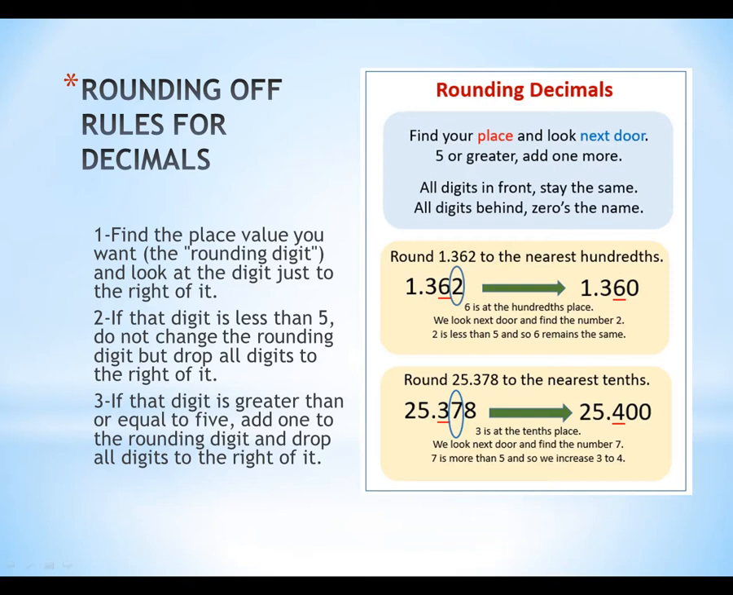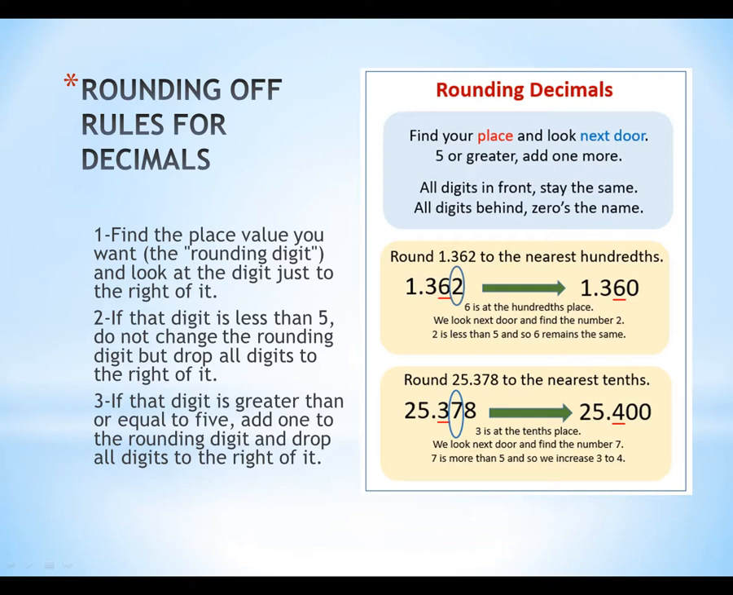If the digit is less than 5, do not change the rounding digit but drop all the digits to the right of it. And if that digit is greater than or equal to 5, add 1 to the rounding digit and drop all the digits to the right of it. It means that all the digits after that number will become 0 and the previous number will be increased or will remain the same. It depends on whether the next number is 5 or greater than 5, or less than 5. So here is an example.